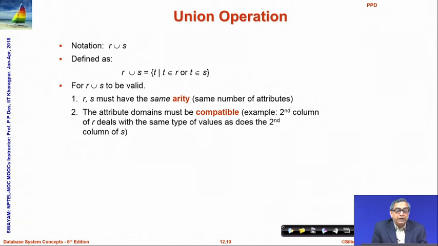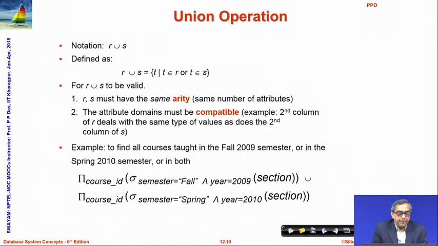So, if I talk about the second column of R and the second column of S, they must be of the same type, and this must hold for all columns that the union forms, that is, all columns of R as well as S. Otherwise, this operation is not defined.